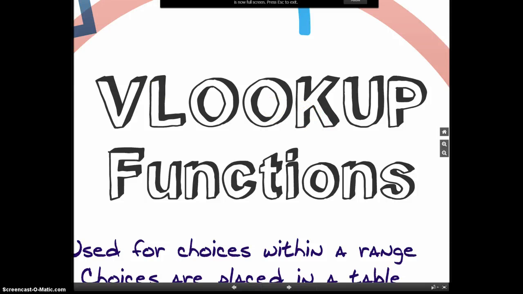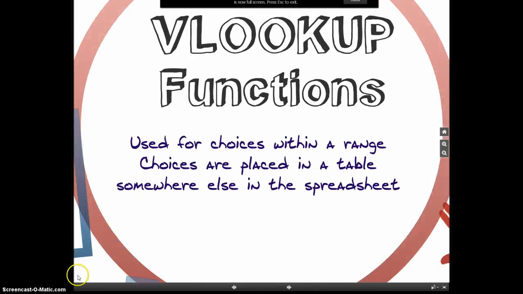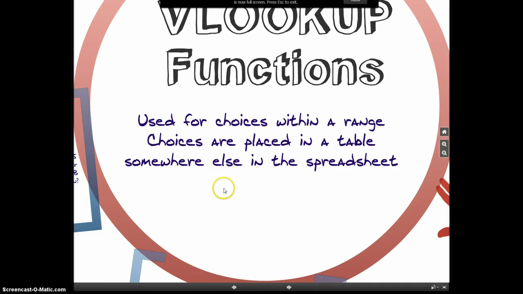Today we're going to be learning about VLOOKUP functions. So the first thing we want to know is, what is a VLOOKUP function? And you can see here that it is used for choices within a range. Choices are placed in a table somewhere else in the spreadsheet. And just like when we did IF functions, you may be confused at first, but after a while you're really going to get the hang of it. So let's go on to the next thing.